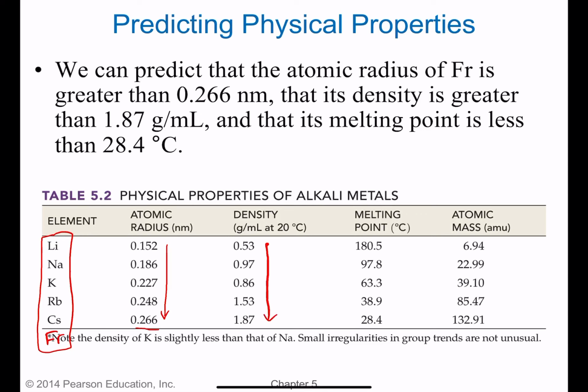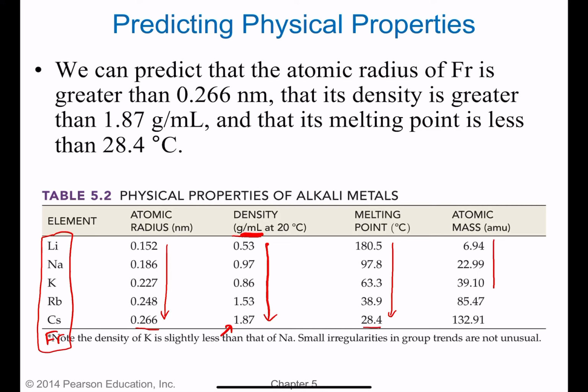Another trend is density. It's not a trend we just talked about, but it is a trend we're noticing here. The density is also increasing, so we could predict that the density of francium must be larger than 1.87 grams per milliliter. We talked about units of density in the PSS, Prerequisite Science Skills module. Another physical property that happens to follow a trend, melting point, is decreasing. So we could predict that the melting point of francium is something lower than 28.4 degrees Celsius.